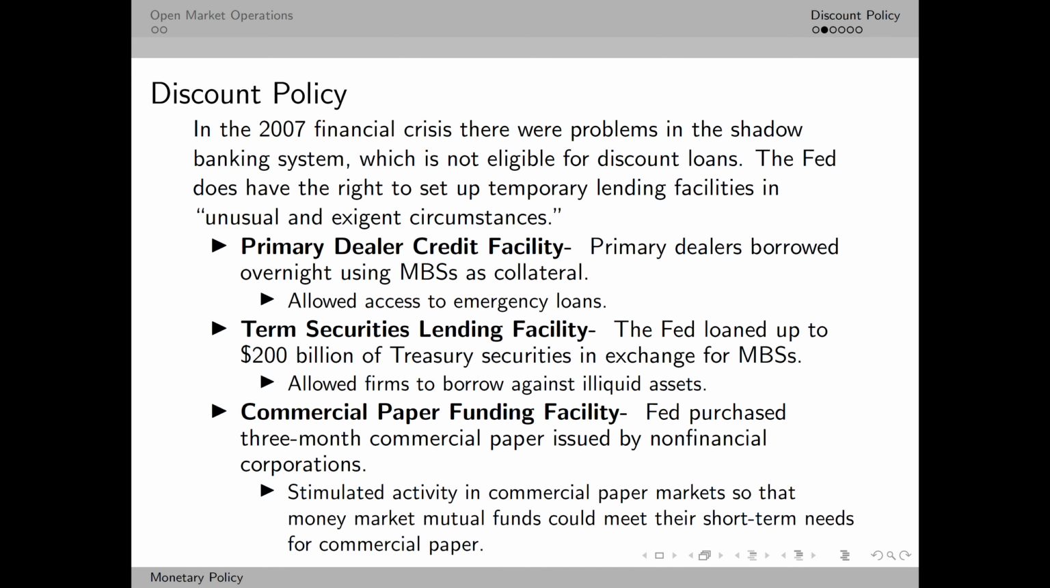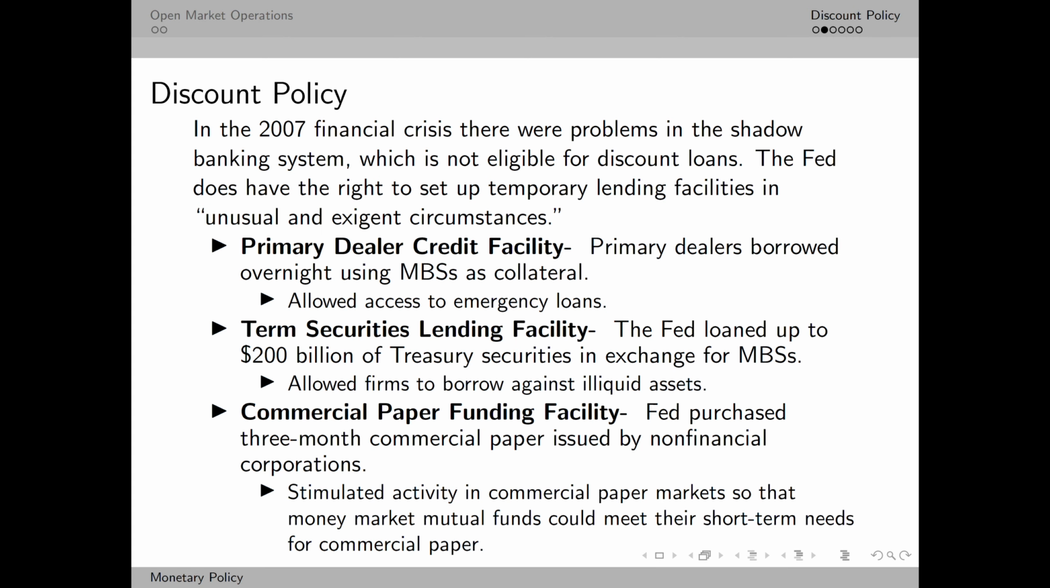But in 2007, when there were so many problems in the shadow banking system, the Fed realized that most of these problems were in institutions that could not access discount loans. And so the Fed has what's called the right to set up temporary lending facilities in quote unquote unusual and exigent circumstances. And obviously 2007 clearly acted as one of these examples. And so they created a couple more facilities that mostly shadowed the main discount policy facilities.